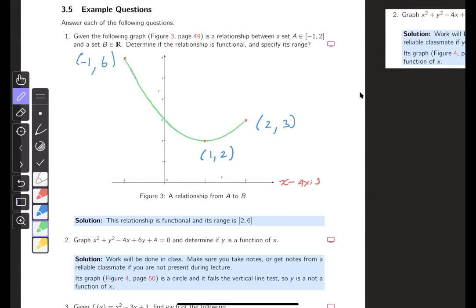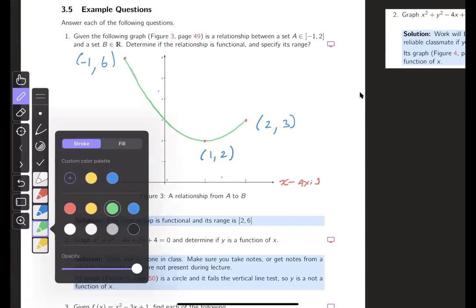All right, let's see what the question is, though. And again, we'll go through the questions one at a time. The question is as follows, right? What do they want to know? They're saying this over here. Given the following graph, is the relationship between the set A and the set B. Now, they're saying set B. Set B is all the real numbers. They're wondering, is the relationship functional?